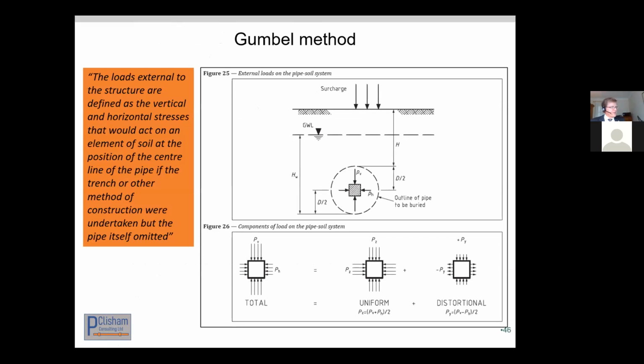So the Gumbel method, we won't go into a lot of detail. In principle, it's looking at what would have been a particle of soil and the behaviour of a particle of soil if the pipe and the trench weren't there. So if the pipe was missing and you had soil in its place, how would the stresses on that particle of soil behave? And it looks at the uniform distortions and the distortional loads, and it comes up with a total load.